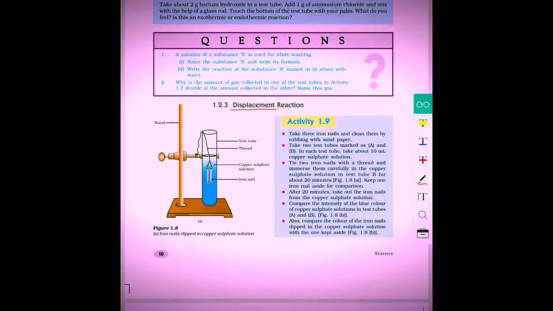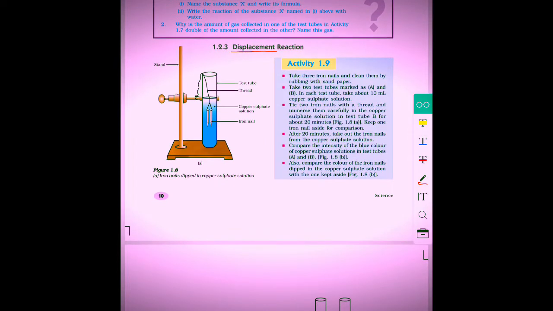Now let us move further to two new types of chemical reaction. They are displacement, single displacement and double displacement. Now for that, let us go through an activity first.